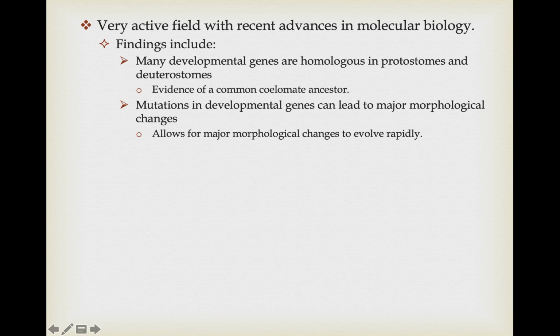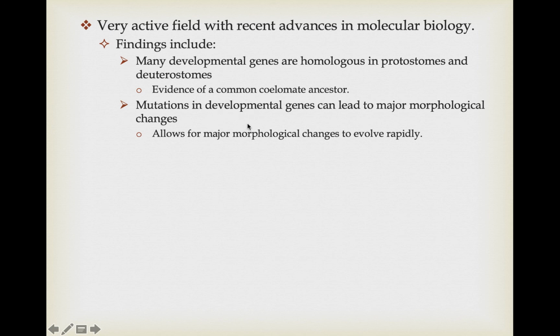So again, it's a very active field, with some recent advances in molecular biology that have taught us a lot about evolution and the development of different body parts. So for example, a lot of the developmental genes, as I mentioned, are homologous. In both protostomes and deuterostomes, they go way back to a common ancestor. And so it indicates that despite the fact that the eucoelomate condition gets there differently in protostomes and deuterostomes, they really do share a common ancestor that likely had a eucoelomate condition.